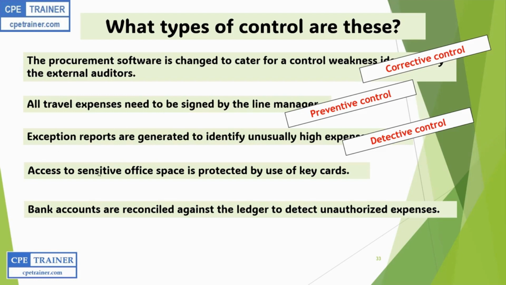Then we have access to sensitive office space, which you protect by use of key cards. So you prevent somebody from entering. It's a preventive control. And finally, you do a reconciliation. We said reconciliation is always after the fact. It's always detective. You reconcile your bank accounts against your general ledger to detect any unauthorized expenses, and that's referred to as detective control.